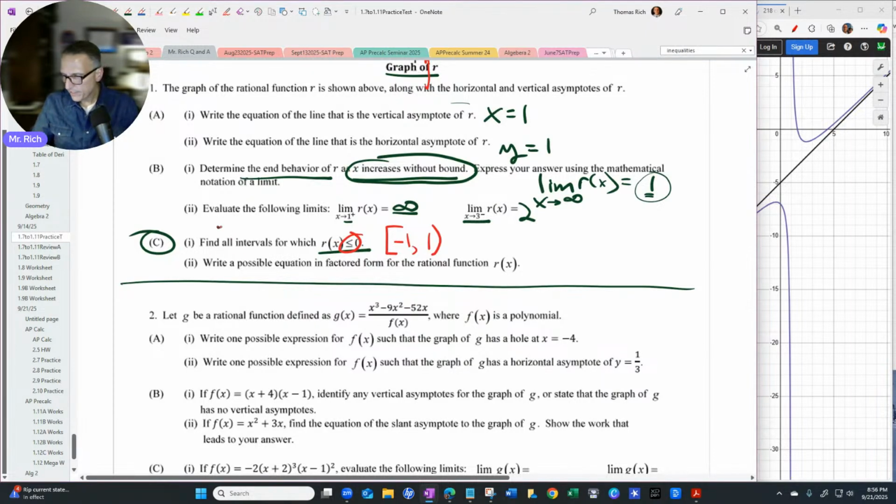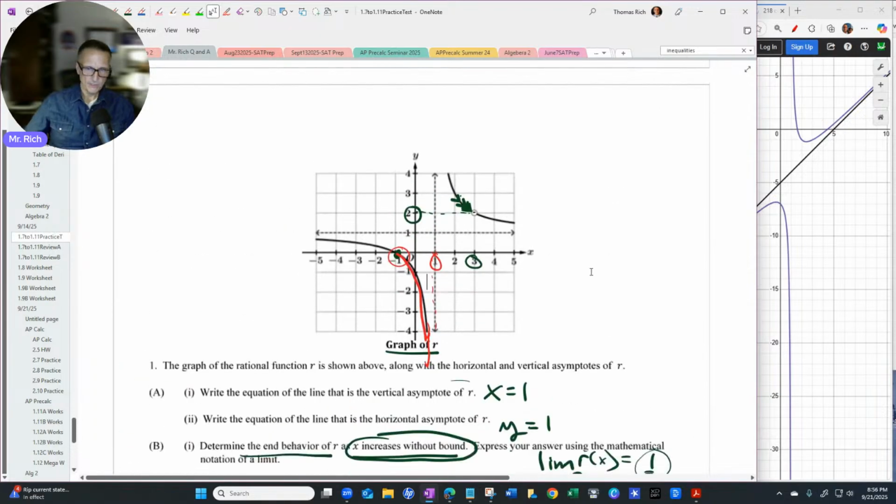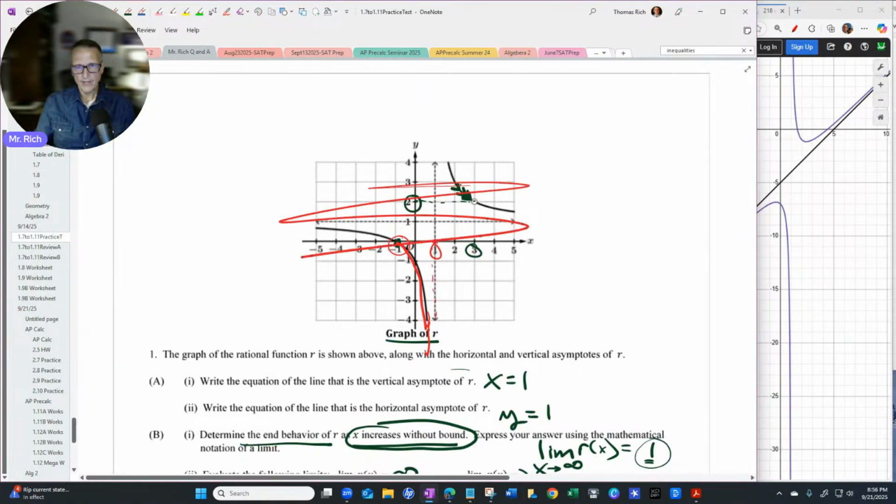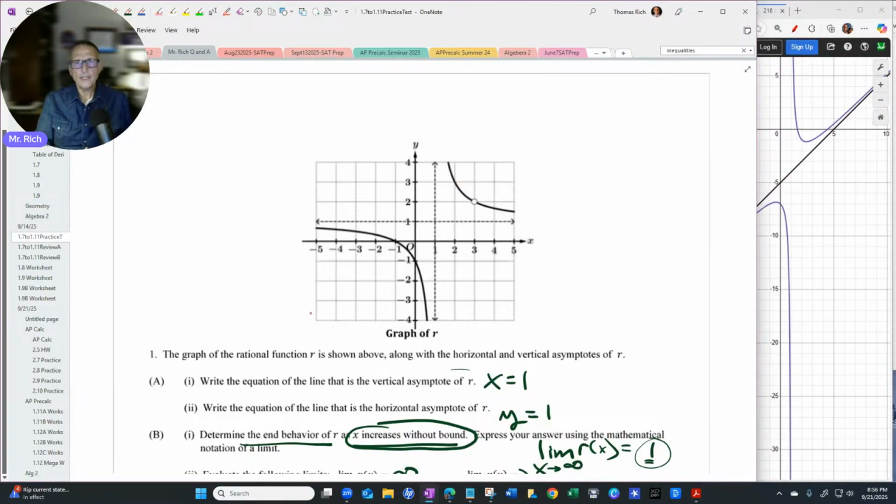All right, and then the last question here is write a possible equation in factored form for the function that we're looking at, right? And if you're taking a test this week on 1.7 to 1.11, I have to imagine that that's going to be one of the things your teacher is going to want you to be able to do, is look at this function and come up with what an equation would be or could be for that function. So let's do that.